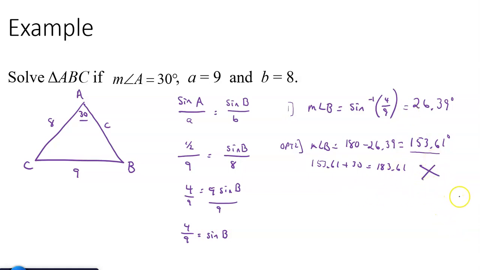Right, so we can finish the problem using just the 26.39. That the measure of angle B is 26.39. The measure of angle C then must be 180 minus that, so 180 minus 26.39 minus the 30 that was also given to us, 123.61.